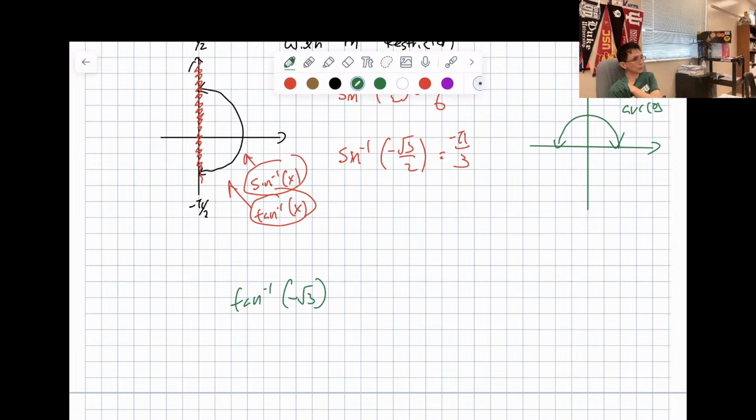Can you repeat the question? Tan inverse of negative square root of 3. This is a negative sign.